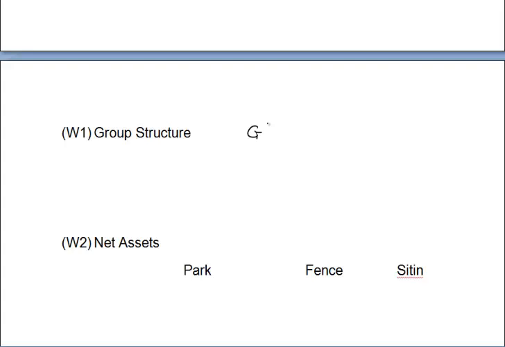So we've got Grange, which is our parent company, and it's got an investment in Park. It did own 60%, but it then bought a further 20%. So this is a step-up acquisition. It's got an investment in Fence, and it did own 100%, but it sold 25%. So this is a disposal where we keep control. So we're going to keep consolidating Fence.